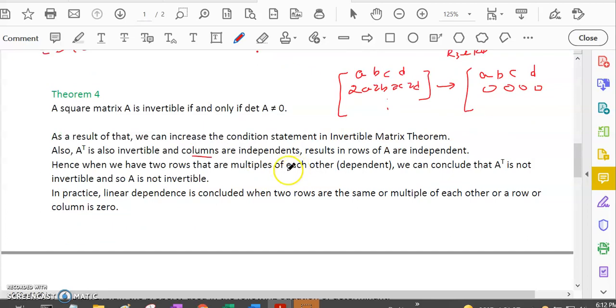Okay, so in practice, we can actually increase the statements in the invertible matrix theorem, saying that if I know the determinant of a matrix is not 0, then the matrix is invertible. And that would mean all the columns are independent. That means the columns span Rn for a square matrix A. Okay, so this is part 1 of 3.2.